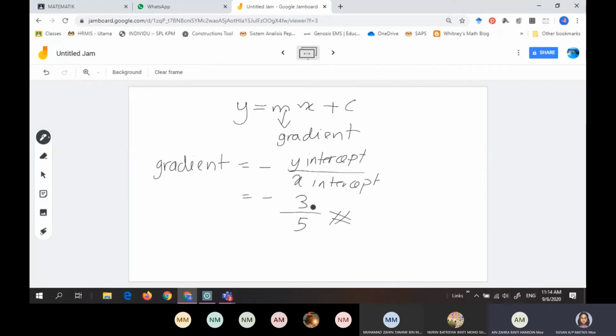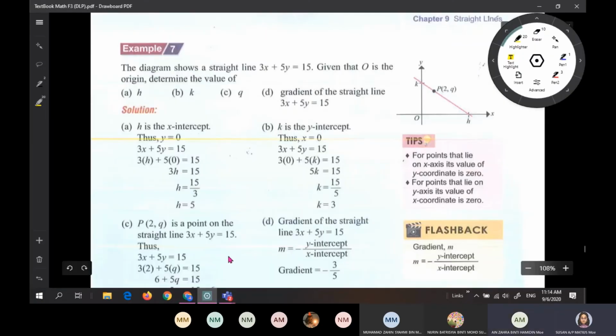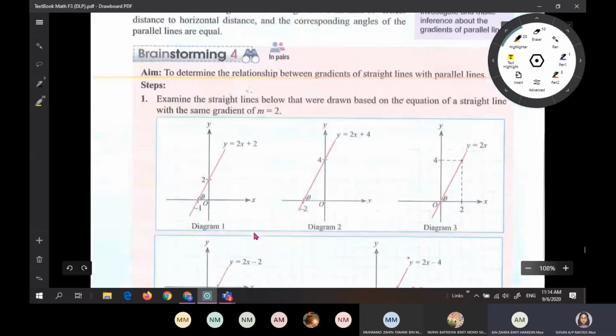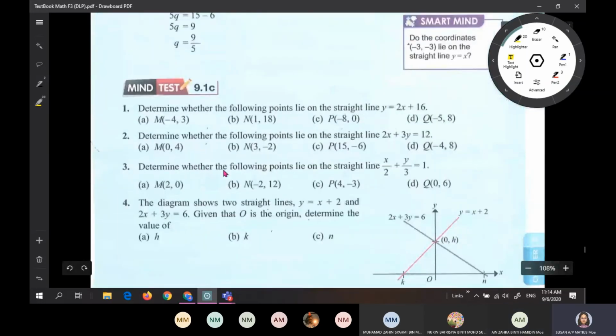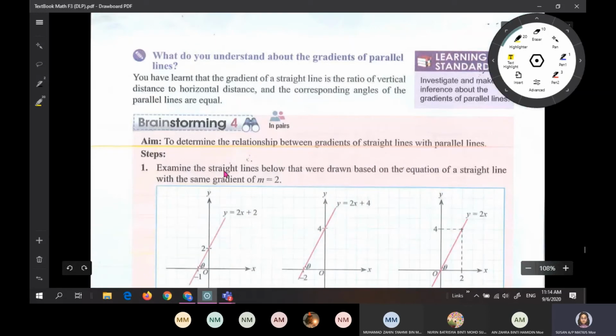So we go on to the last part of the lesson for today, which is how to understand the gradient with parallel lines. In order to do this, please look at page 236 in your textbook. I'll be giving you homework from 9.1c in your Google Classroom. Not all, maybe some of it.